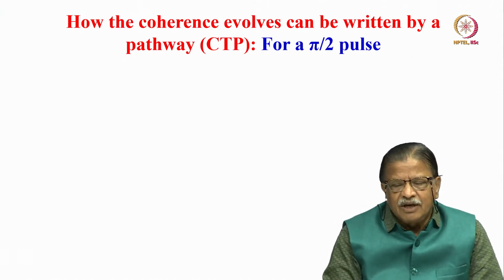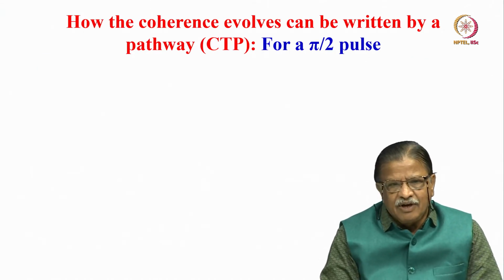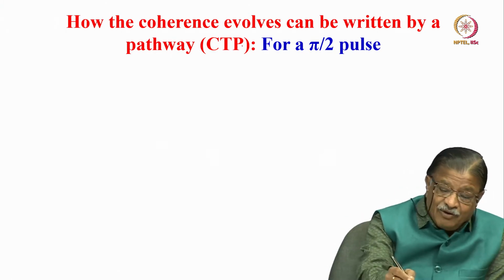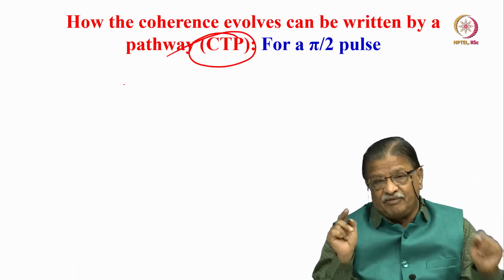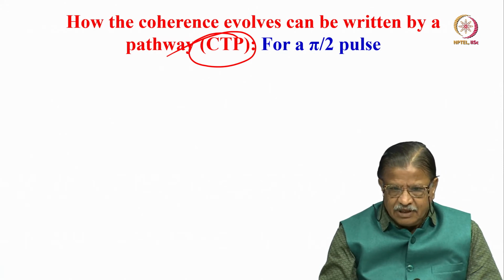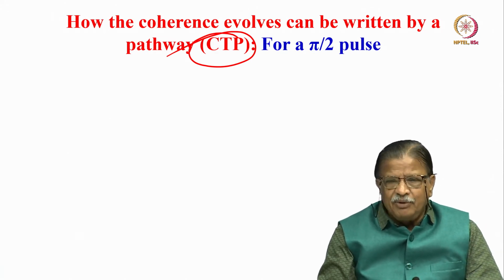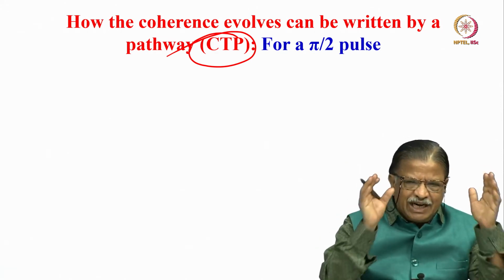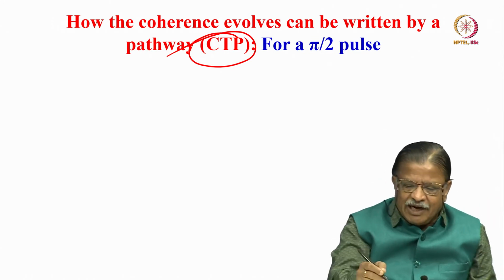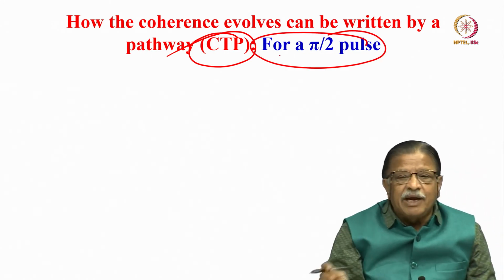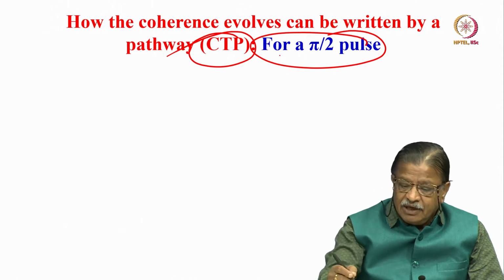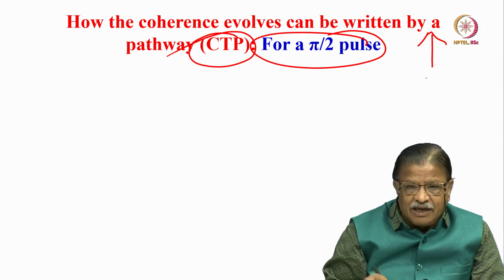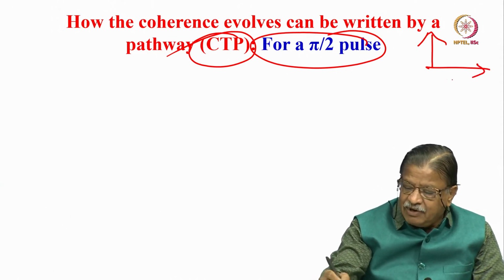Now, how does this coherence evolve? You can write it by a coherence transfer pathway diagram. That is what I have been telling you. Now, how do you write that? First, let us take a simple example for a pi/2 pulse. What does a pi/2 pulse do? You know that the magnetization along the x axis, it will bring into the xy plane.